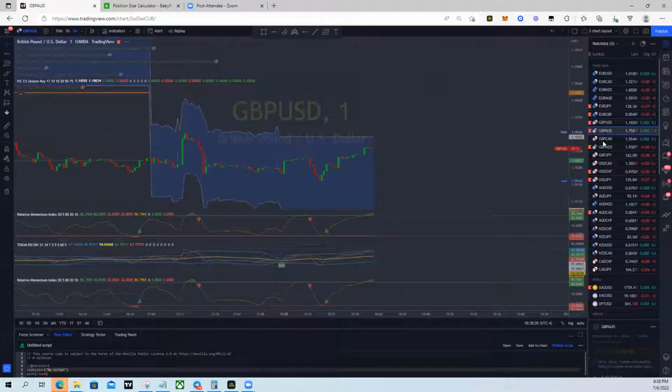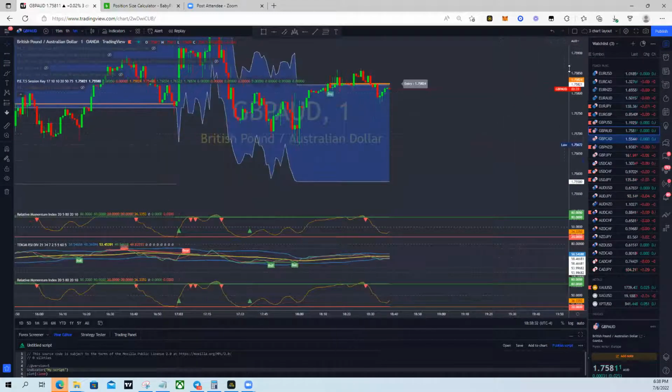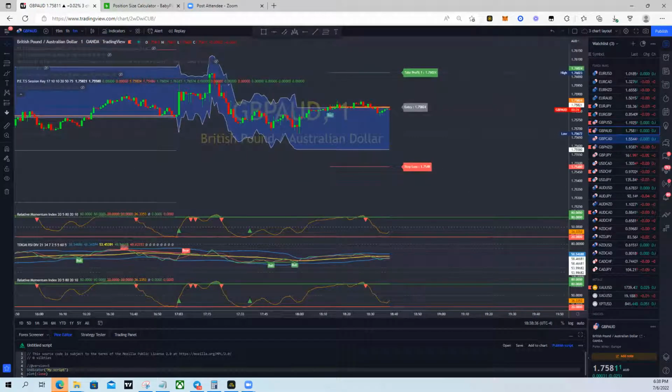Let's keep scanning. Let's see what we got. We got a break on GBP AUD. We got a small break on GBP AUD. Let's pull this up somewhere else. Give me a second, you guys.